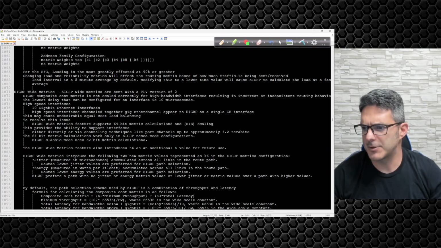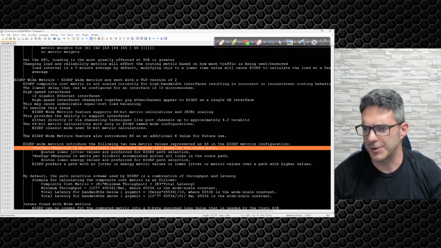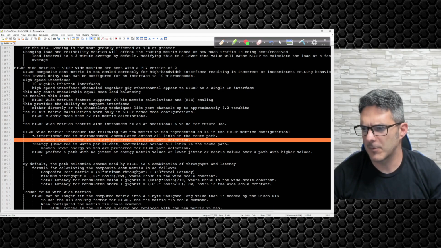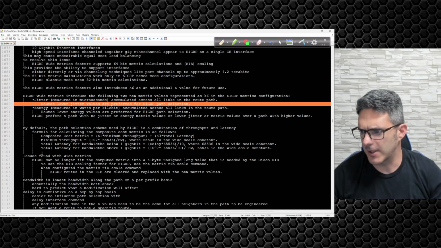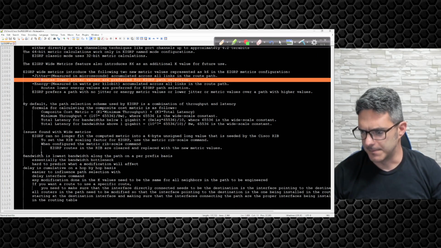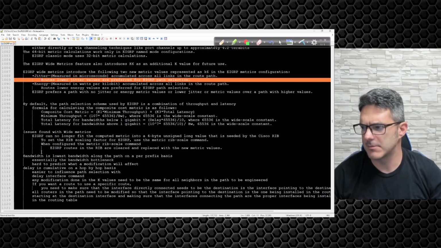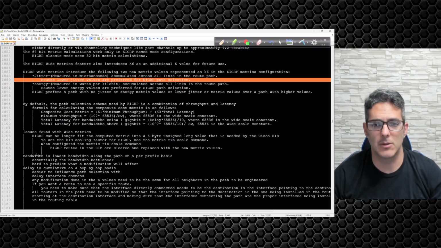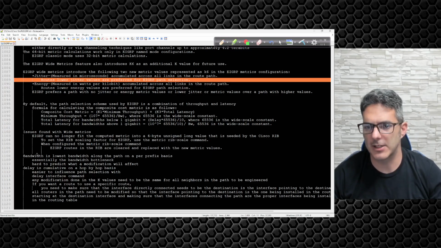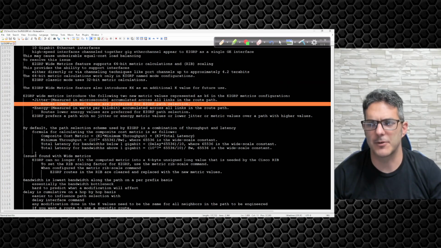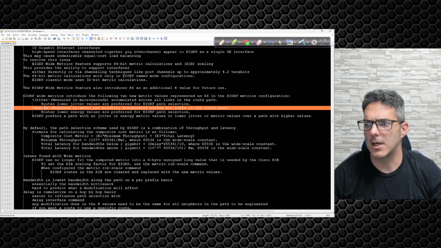And there's a couple of additional ones. You've got jitter and you've got energy, but I'm reading through here and I don't remember specifically what the driver was, other than dealing with higher speed links, 25, 40 and 100 gig interfaces. Beyond that, I don't remember if there was a specific reason for wide metrics for the additional K values.